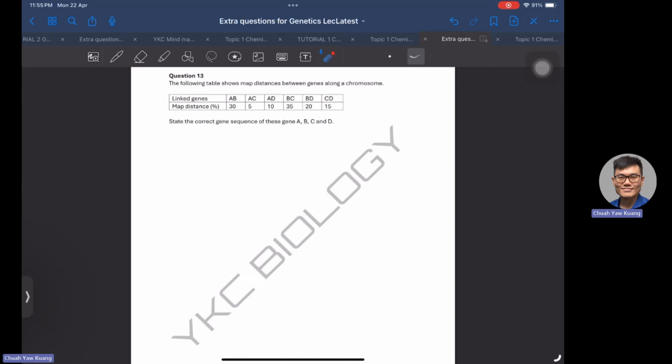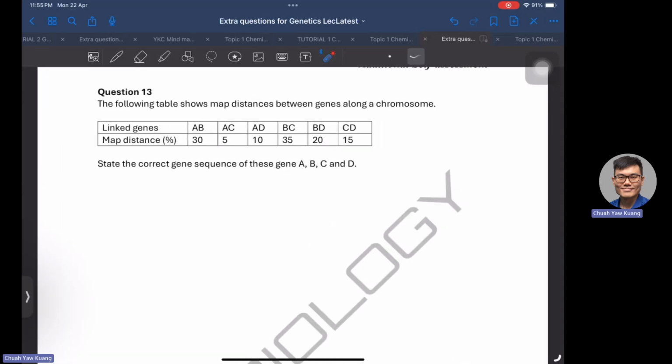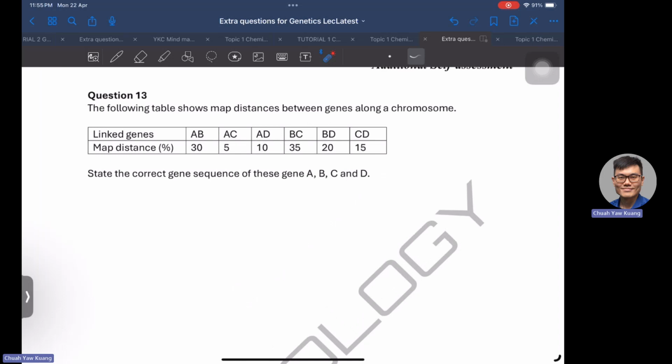Question 13 is a special type of question. For this type of question, it is related to linked genes. It will give you a series of map distances between different genes, and they will ask you to find the gene sequence. So this is the type of question, a special type of question.